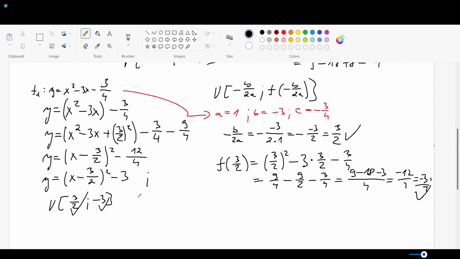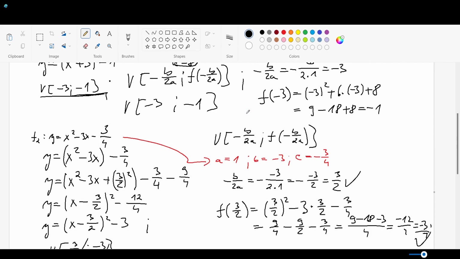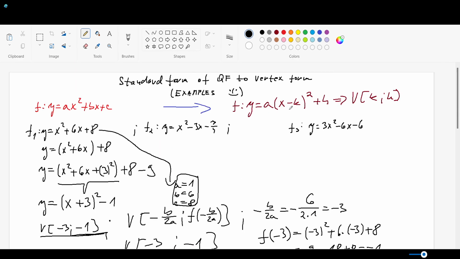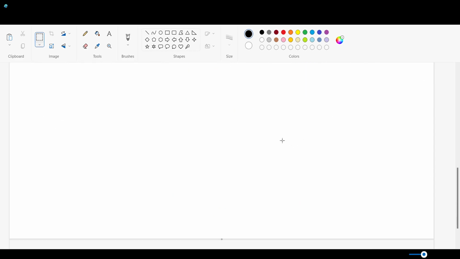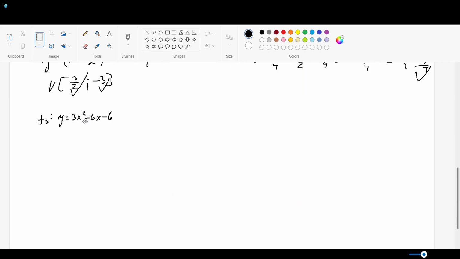So who is not willing to remember the whole formula for how to calculate the vertex, this is one of the ways you can find the coordinates of the vertex. Now let's have a look at our last example, which is function f3, and we have enough space here, so let's do it again both ways, by completing the square.